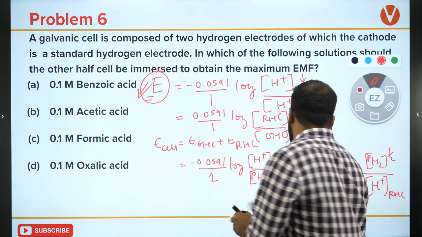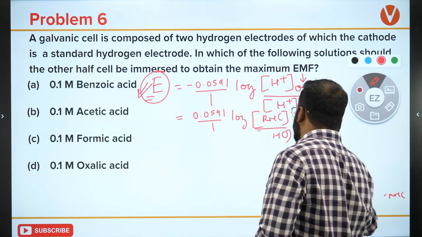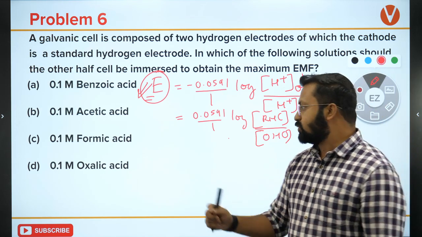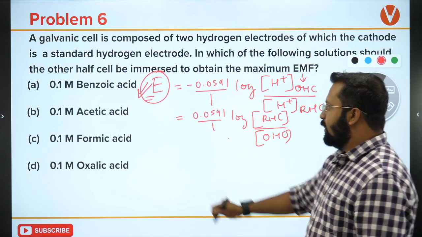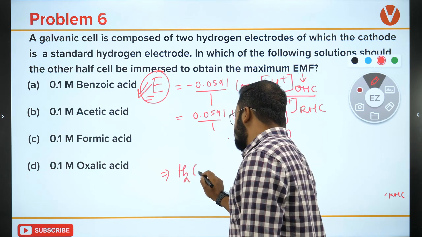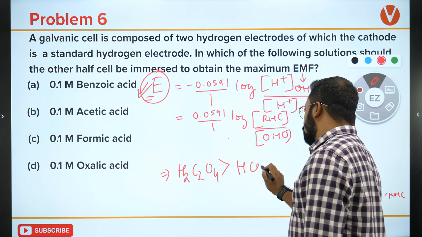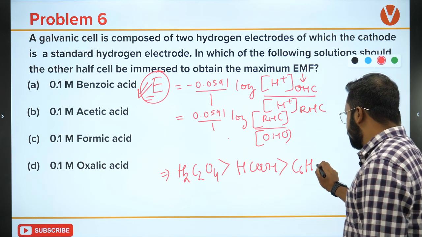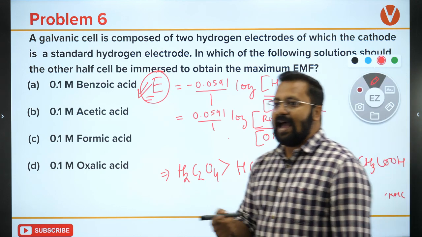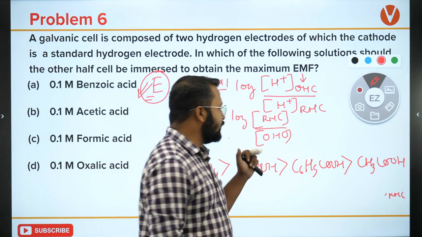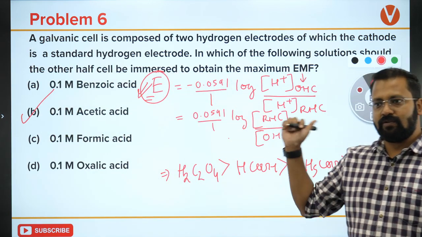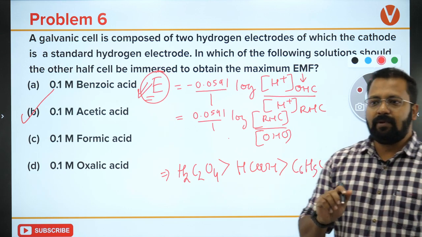Okay, so in that scenario what will we do? We will need the weakest acid, because the weakest acid will produce the least amount of H plus ion. So benzoic, acetic, formic, oxalic, if I write their relative acidic strengths, then H2C2O4 followed by HCOOH followed by C6H5COOH followed by CH3COOH. The weakest acid is acetic acid, and because of that the right answer for this question will be B. The right answer for this question will turn out to be B. Okay, acetic acid will be the right answer.